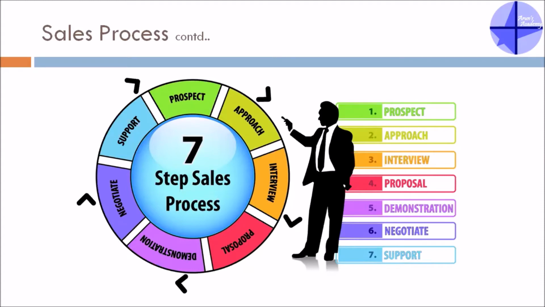Hope this entire sales process is clear. Just to summarize, the sales process has three major stages: pre-sales, sales, and post-sales. Prospecting is a pre-sales stage. Approach, interview, proposal, demonstration, negotiation, and closing form the actual sales process. Customer support is the post-sales stage.